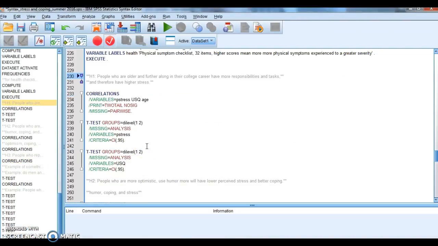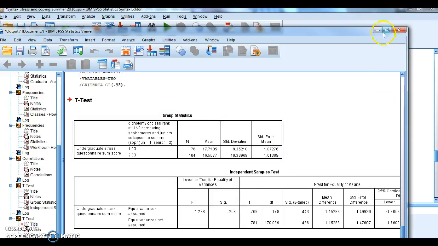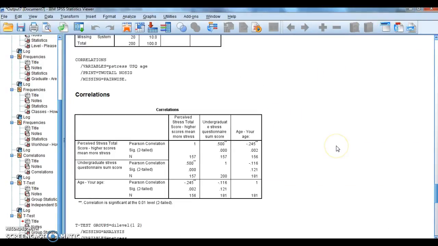The first hypothesis, people who are older and further along in their college career have more responsibilities and tasks and therefore have higher stress. So first we're going to do a simple correlation with this, and then we're going to look at t-tests. Let me remind you about these types of analyses. So first, when we look at a correlation, you need to remember that we need to consider both direction and magnitude. So direction, you can have a negative or a positive correlation.